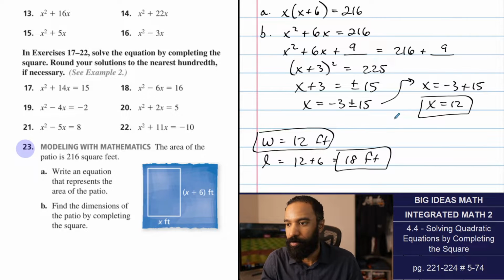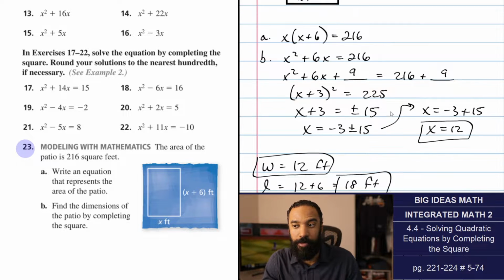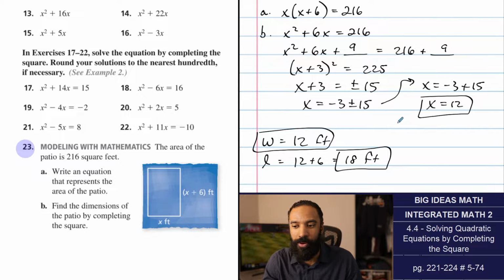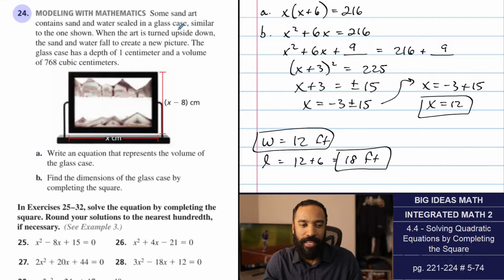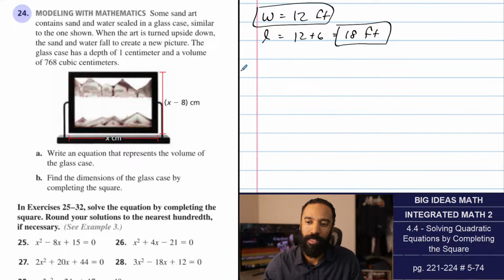Sure. I know that 6 cubed is 216. That's the extent of my 216 knowledge. All right, that was number 23. Let's move on to number 24, another modeling with mathematics.